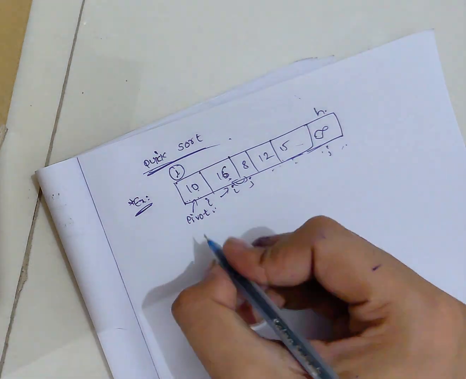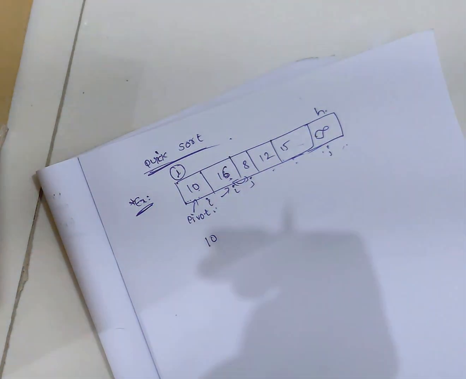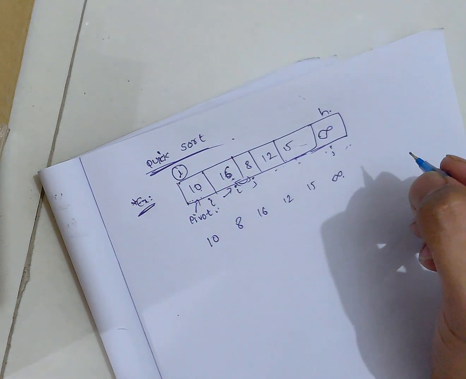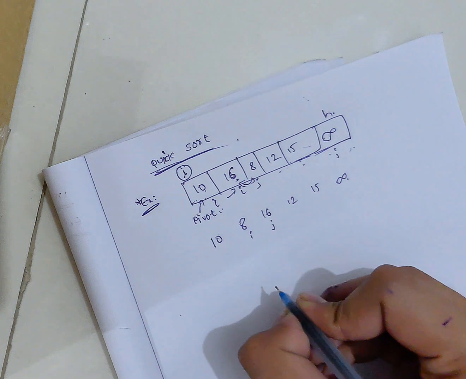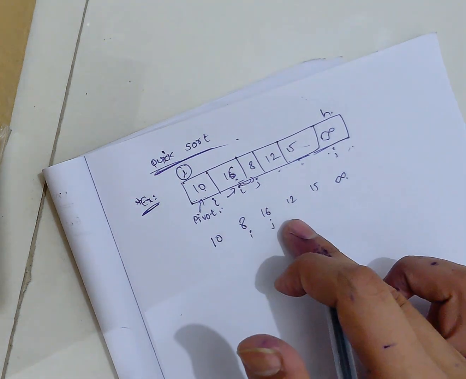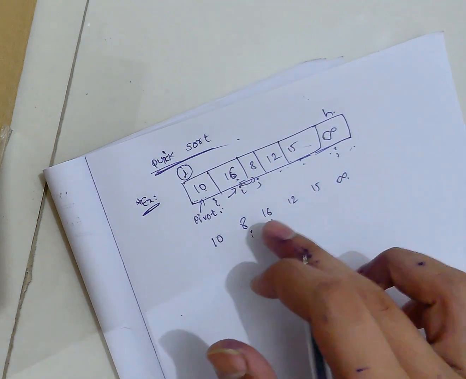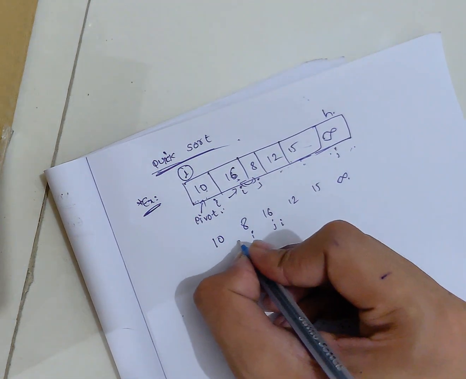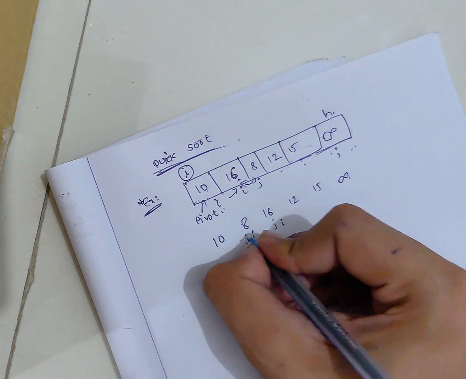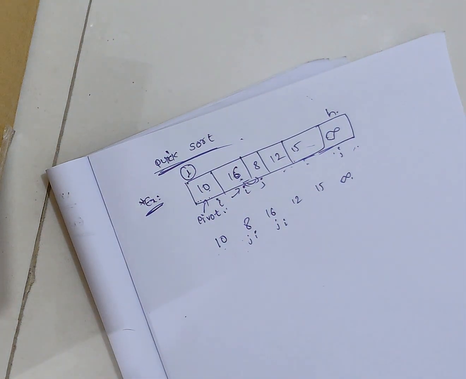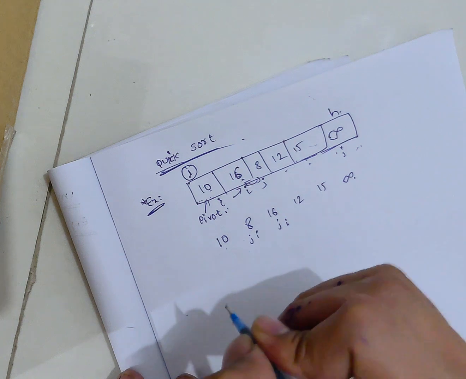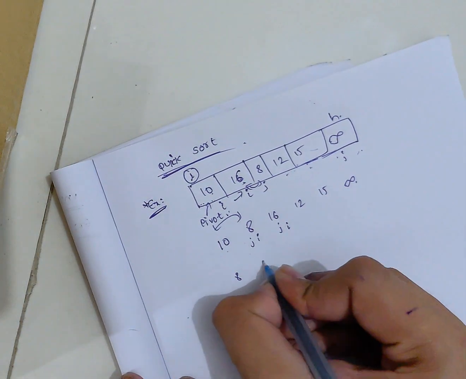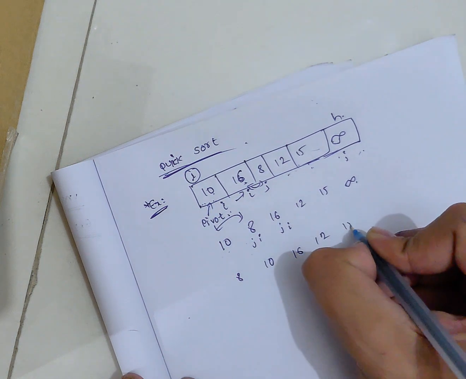Now the array is 10, 8, 16, 12, 15 and infinity. Where j is now, j stays, and here i. After that i goes to the next place. It checks whether 16 is greater than 10. Yes, so i stays in this place, and j checks whether it is less than 10. Yes, j stays in this place. You can stop when both i and j have crossed. Then you have to send the least one to the pivot place. So 8, 10, 16, 12, 15 and infinity.